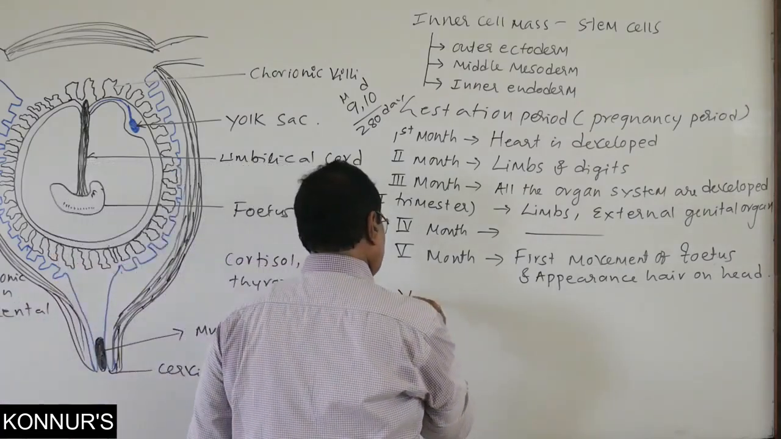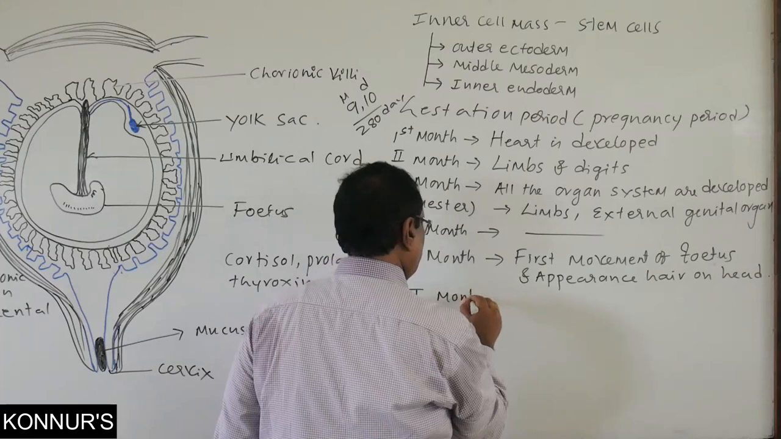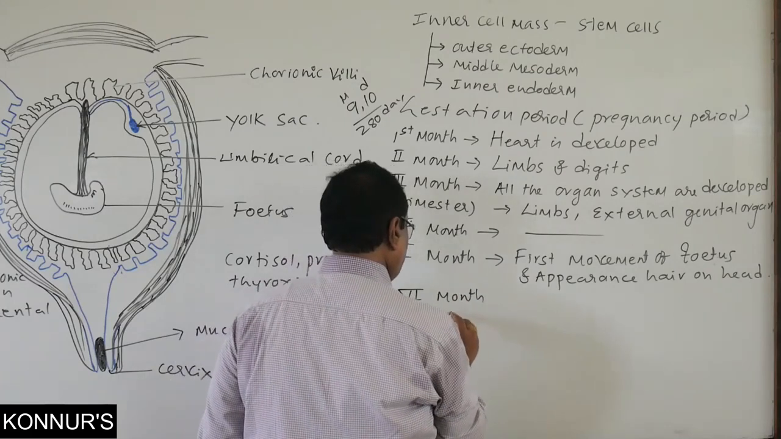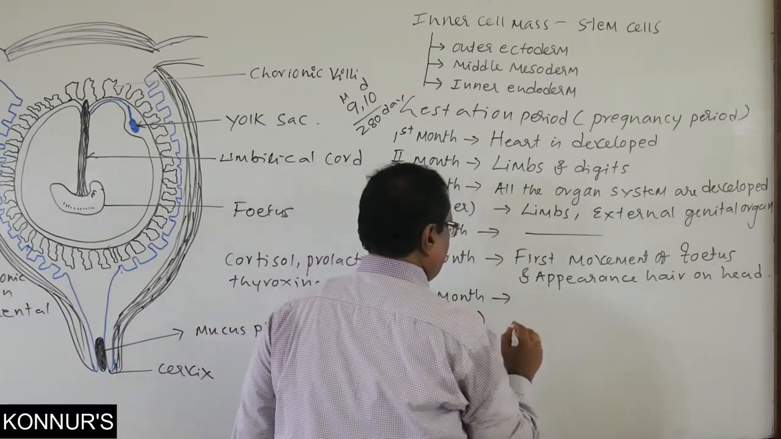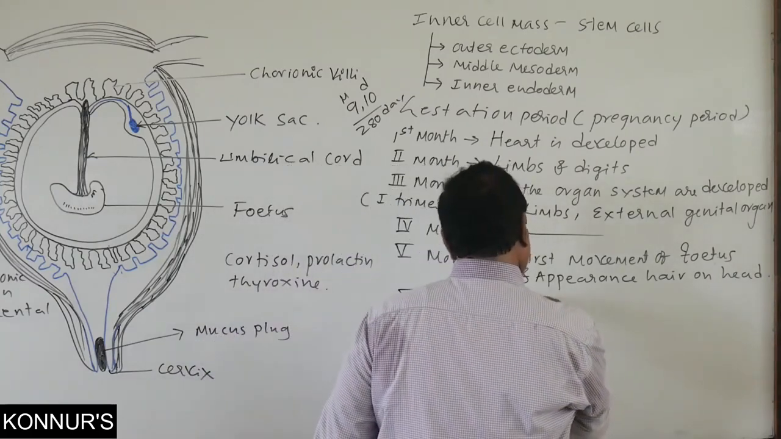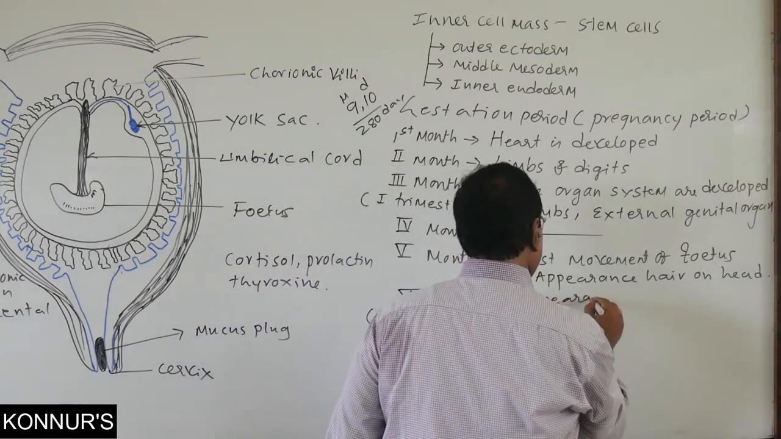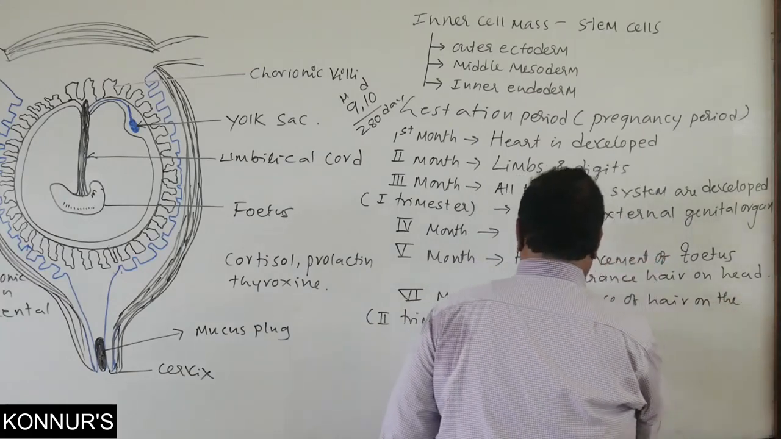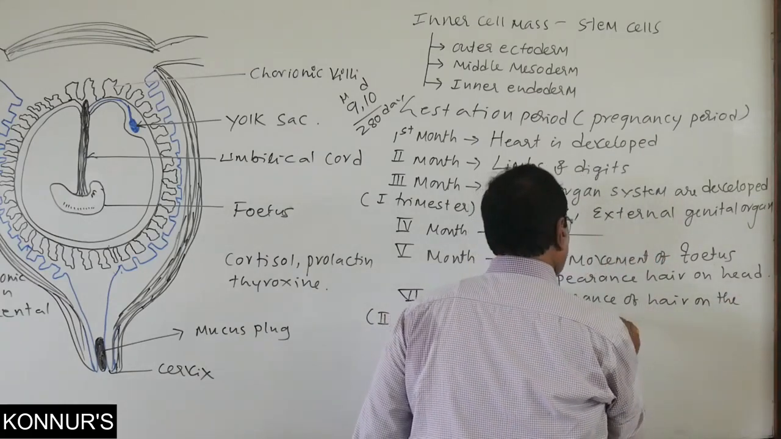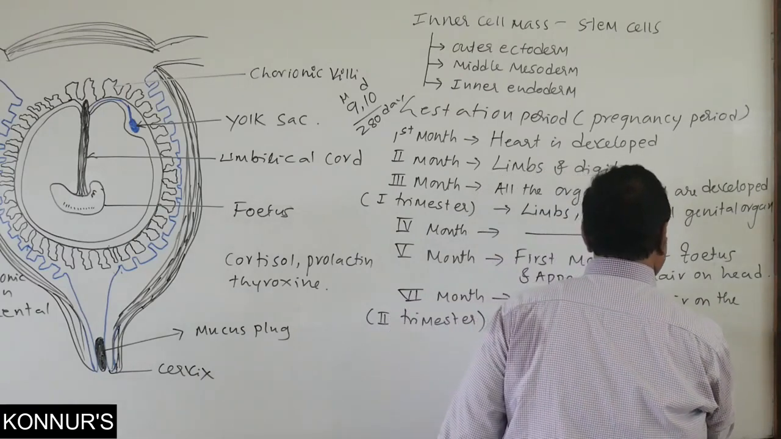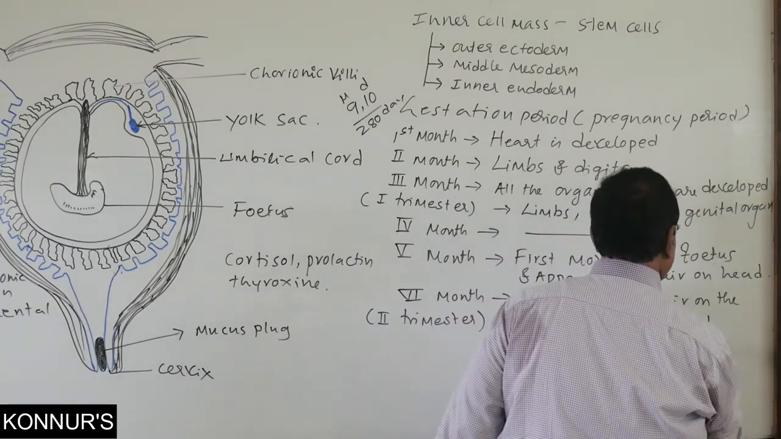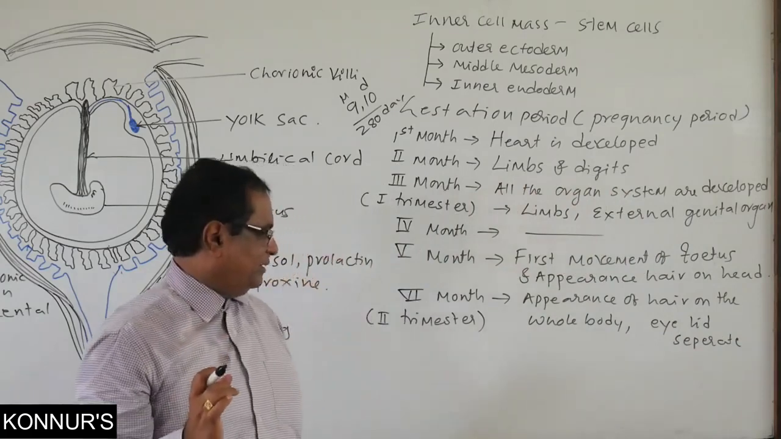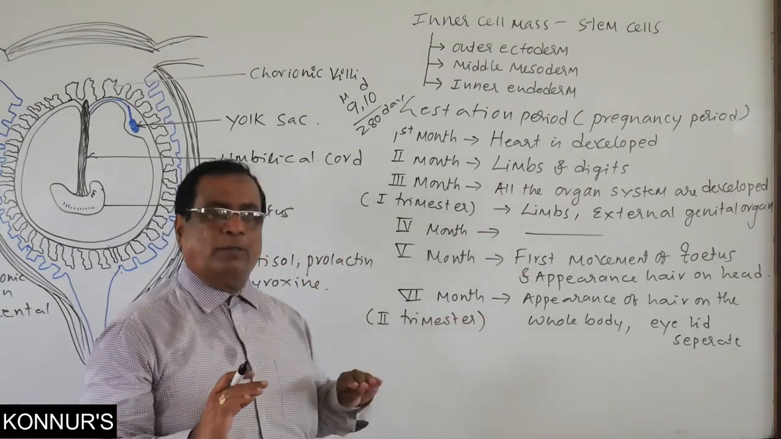And the sixth month is considered the second trimester. Here there is appearance of hair on the whole body and the eyelids separate. It opens its eyes, the eyelids separate, and hair appears on the whole body.